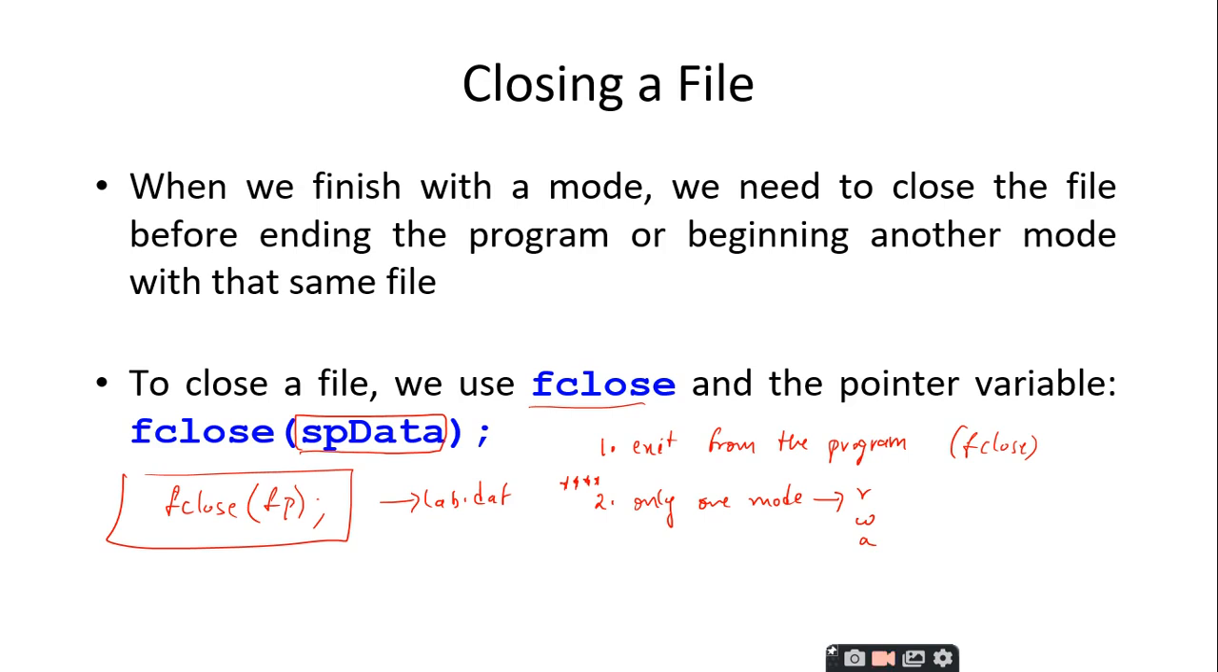For example, if I want to deal with both the read and write operations on my file lab.dat. First of all, I want to write the contents on lab.dat, and the second step is I want to read the contents from lab.dat. Let us assume that these are the two steps I have to perform. So in the first step, what I will do is I will create the file pointer, a very simple step, and then I will use the fopen function with lab.dat, and I open it in the write mode. So I write some contents onto this file. So this is the first step.